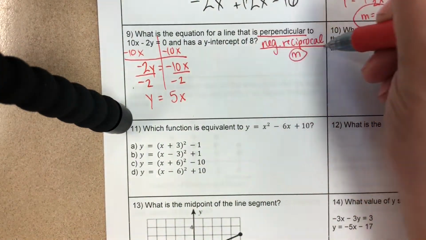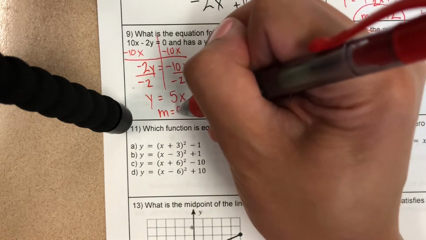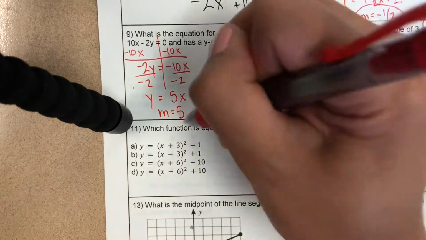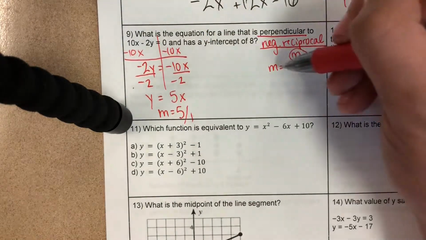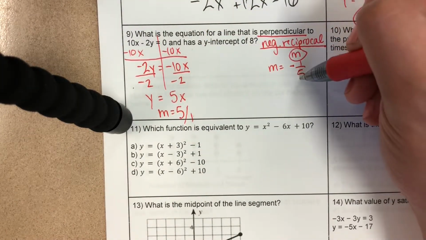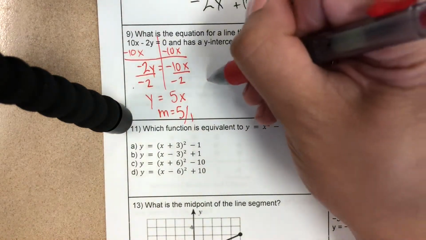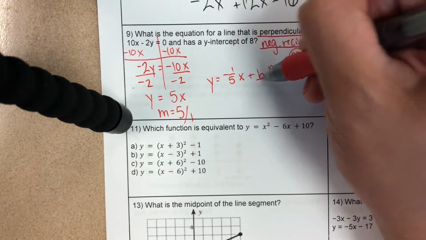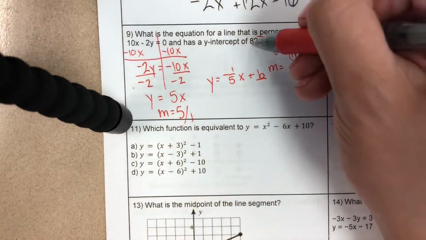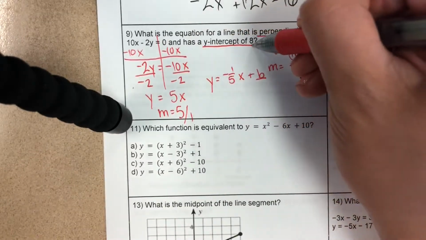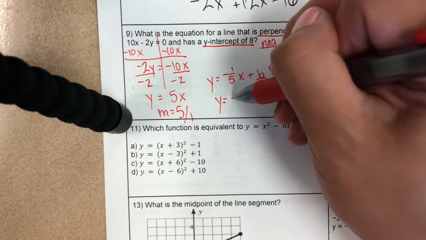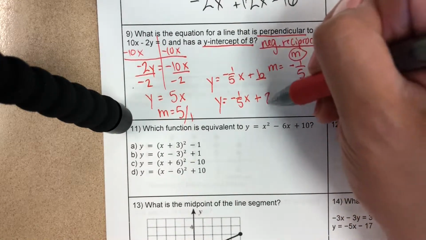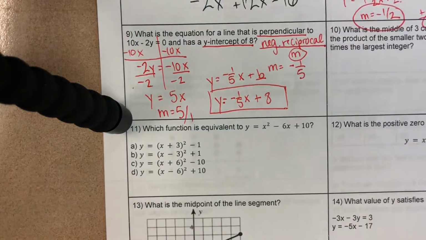Now, because I want to take the negative reciprocal, m right here is 5, which means that the negative reciprocal is going to be negative, and then I flip this. This is technically 5 over 1. It becomes negative 1 over 5. So my new equation will be y equals negative 1 over 5x plus b. We do not know what that is, but the y-intercept actually gives it to us, it is 8, so my new equation will be negative 1 over 5x, which is the negative reciprocal, plus my y-intercept of 8.